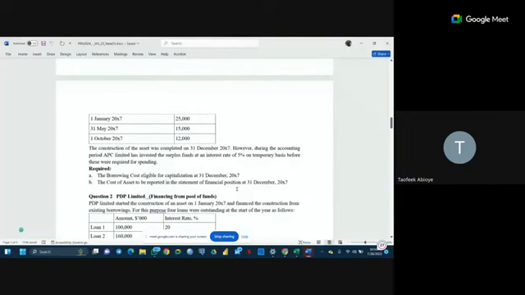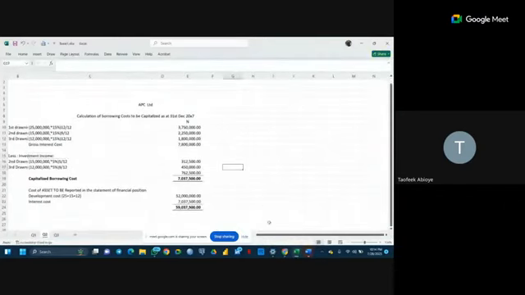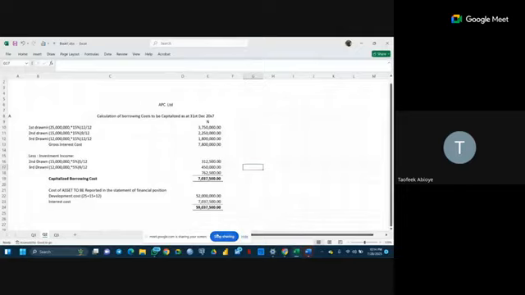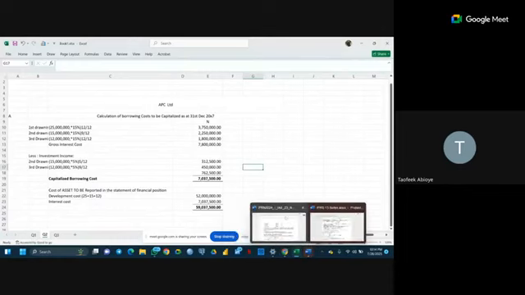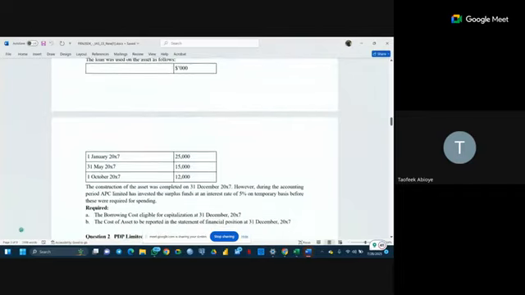Let me try and enlarge it so that those people on YouTube can see it as well. Just like we have it, APC Limited borrowed $55 million, and we have it there how they withdrew it for the project. So we are required to calculate the borrowing cost eligible for capitalization as at 31st December 2007, and also the cost of assets to be reported in the financial statements, in the statement of financial position as at 31st December 2007.